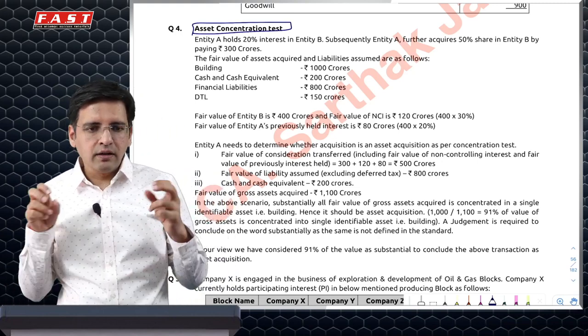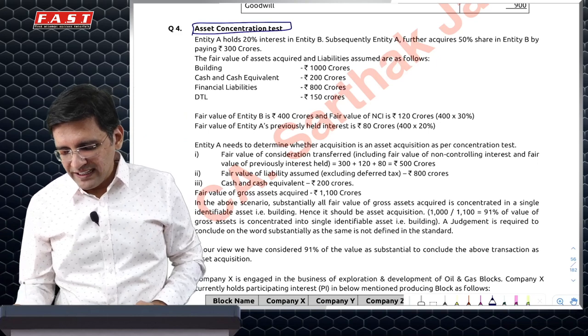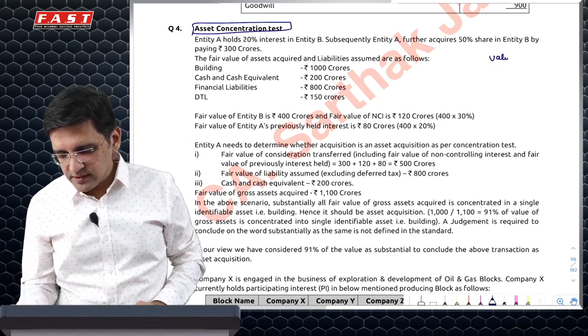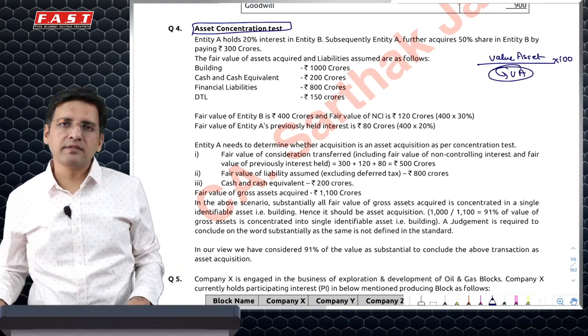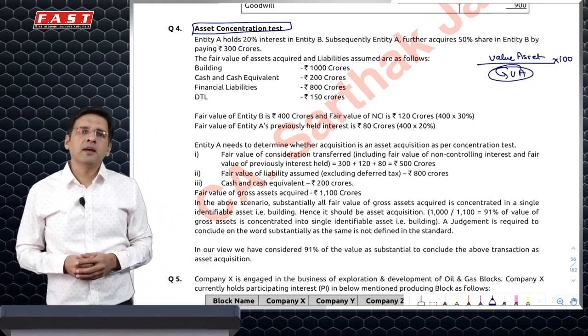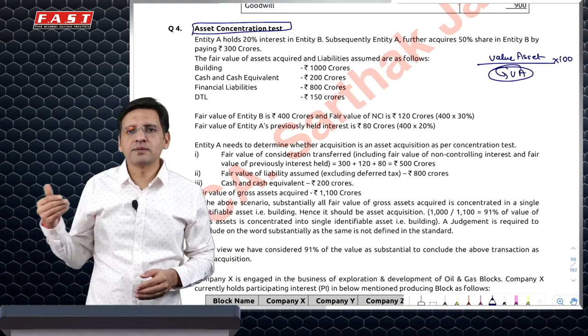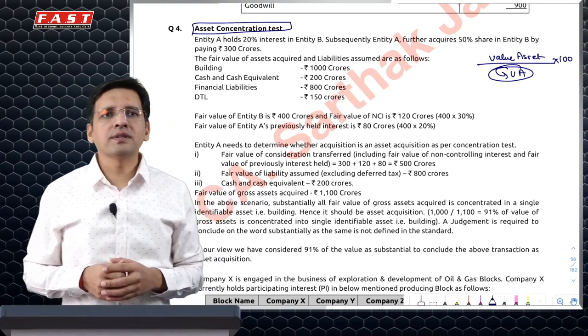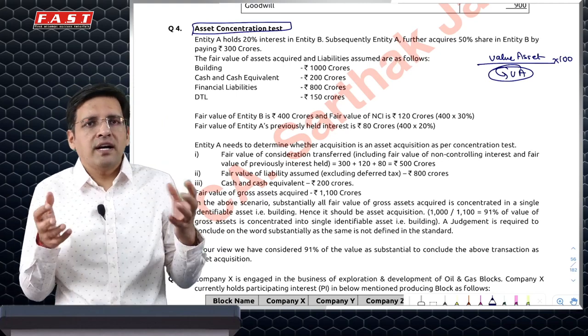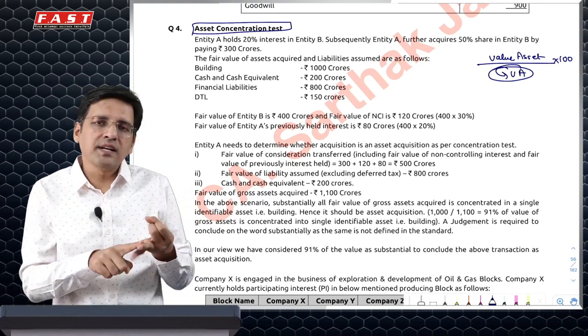Now, in order to calculate this, you have to take the value of that single asset where the whole value is concentrated, and divide it by the gross value of assets. How do we calculate the gross value of assets? We have two methods for doing that. In one method, I have to calculate goodwill, which is a trickier method, so I prefer to use the other method. In the other method, I simply say gross value of assets is nothing but the PC which I have paid plus the NCI.